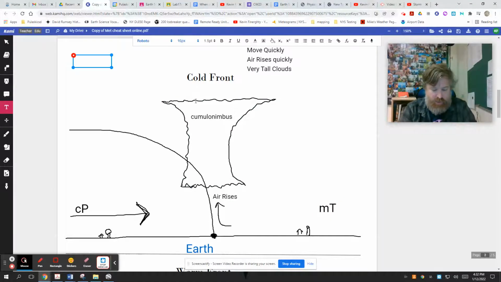What you're going to get with these is quick, violent storms. Things like thunderstorms, hail. This can lead to tornadoes.